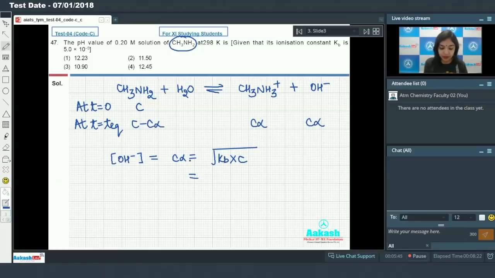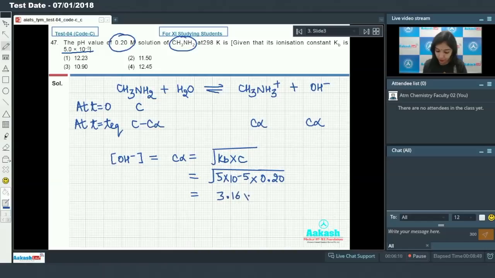Now what is the value of Kb given? 5 into 10 raised to the power minus 5. So substitute here 5 into 10 raised to the power minus 5. And what is the concentration? 0.20 molar. So if you calculate this, it will come out to be 3.16 into 10 raised to the power minus 3.